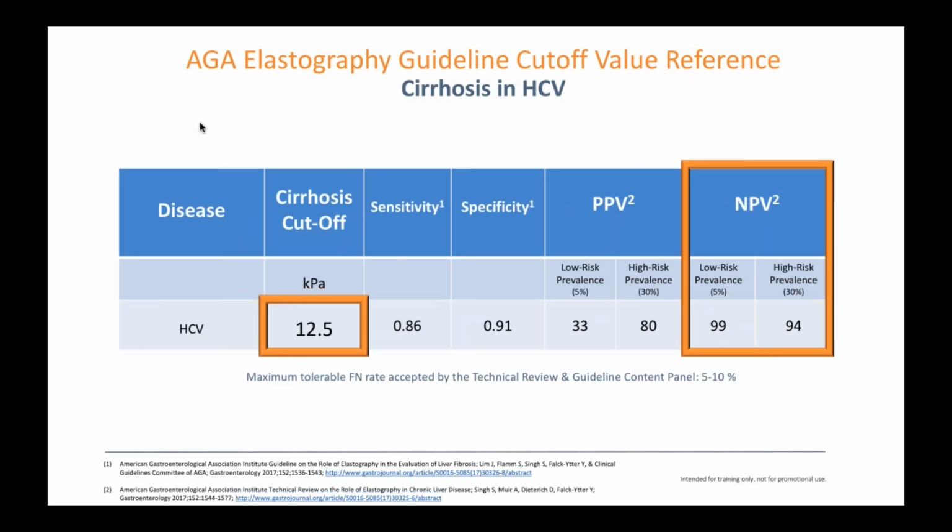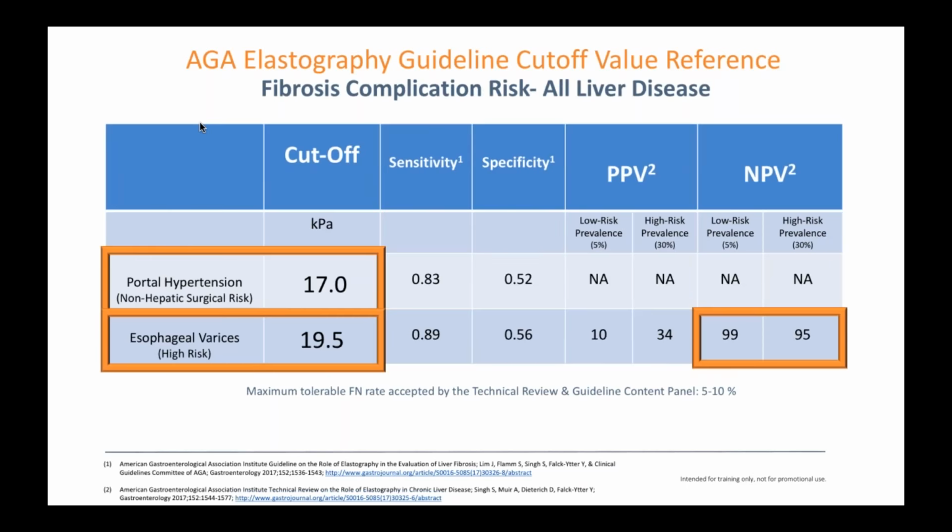Here you see the cirrhosis threshold in the AGA elastography guideline, again prioritized to minimize a false negative rate. And here you see a threshold of 12.5 kilopascals, which matches very nicely with what has been used for years based on the Bonder-Ofdahl publication.